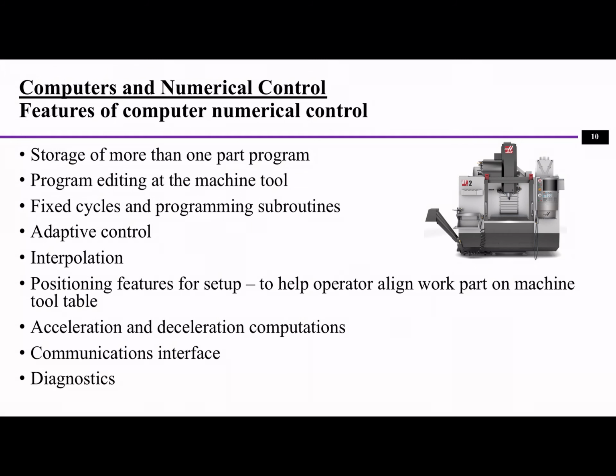Some of the features of computer numerical control, or CNC: usually CNC has a computer system. It can store a lot of programs for different parts and different operations, and you can also edit the part program from the machine control software, which is on the CNC machine.